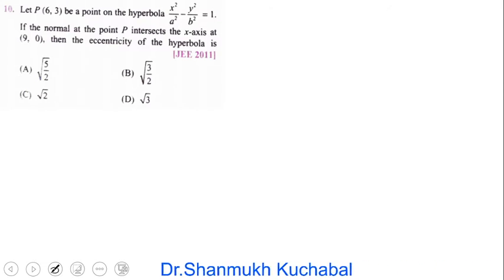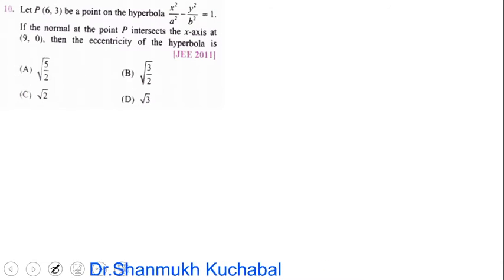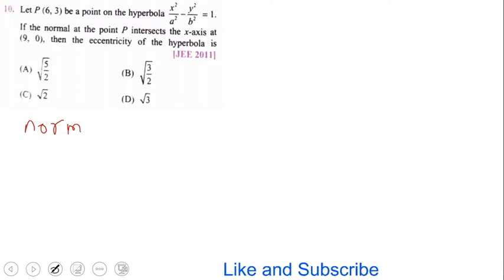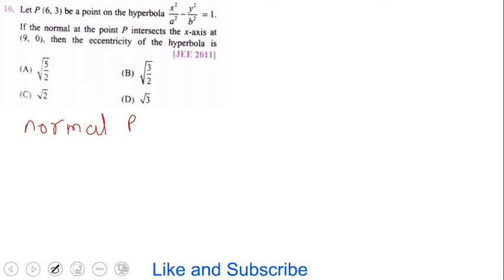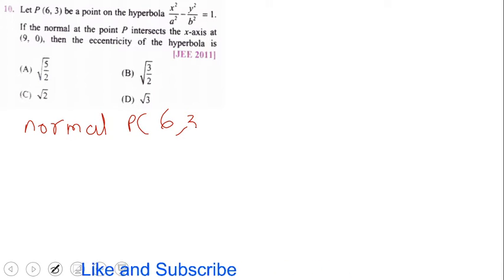Example number 10. Let P(6,3) be a point on a hyperbola. Hyperbola standard equation they have given. If the normal at the point P intersects the x-axis at the point (9,0), then the eccentricity of the hyperbola we have to calculate. So which among these is the correct answer we have to find out here. So, equation of a normal at a point P, first point (6,3).